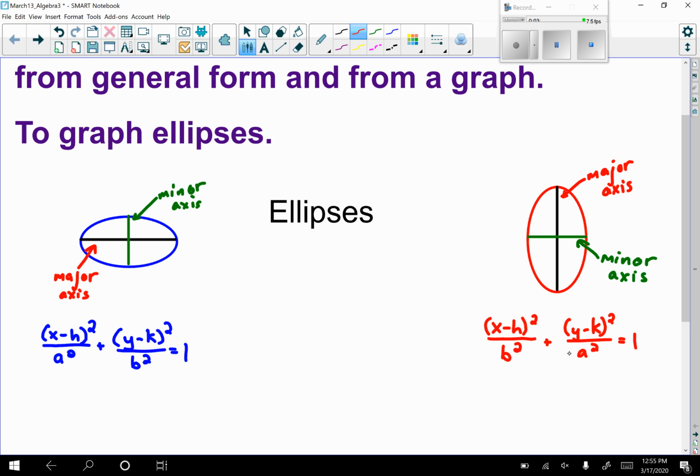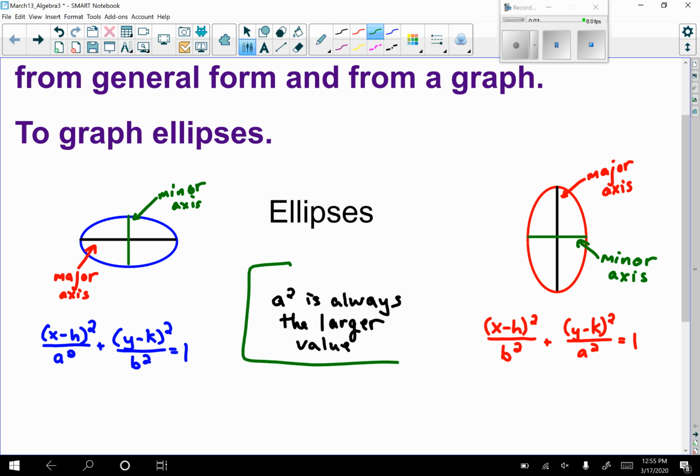So a squared and b squared are going to be numbers, and how are we going to tell where each one is? A squared is always the larger value. So that's how we could tell when we're looking at an equation or when we go to put an equation in this HK form, everything we're going to need in order to graph it. The center is the same for both of these. It's always h, k, just like the center that we get from a circle.